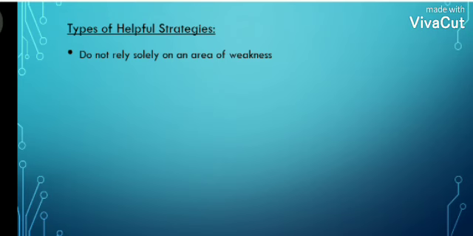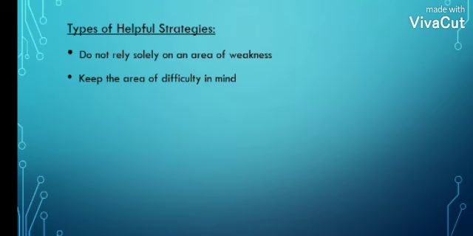Next is that we must keep the area of difficulty in mind. Simplifying verbal directions, lowering the rate of speech, and minimalizing distractions can make a big difference to a person with auditory processing difficulties.